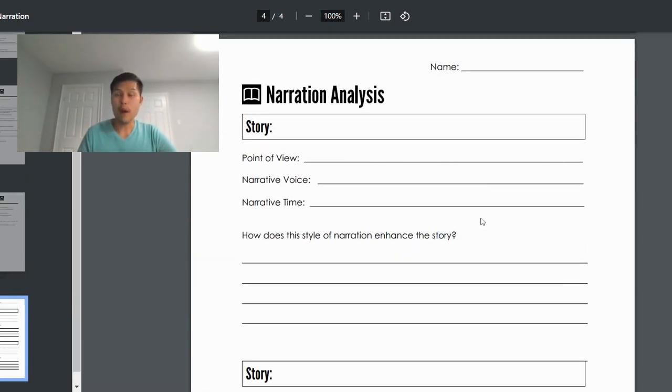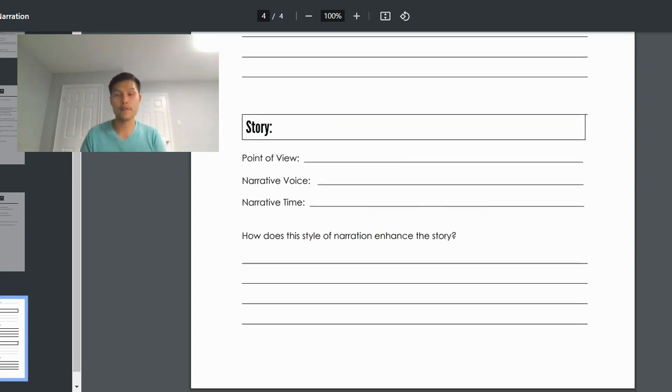Let's see. So for your practice, your exercise, you're going to think of a story. You can think of a movie if you don't have a story at the top of your head. But you're going to write down the point of view, narrative voice, and narrative time. How does this style of narration enhance the story? So think deeply about this. Find a story that you are very familiar with. If you are very unfamiliar with it, it's time to maybe rewatch a few clips on YouTube or something like that to jog your memory about that particular story, movie, documentary, or TV series, something that you are familiar with so you can answer these questions. You're going to do this for two different stories.